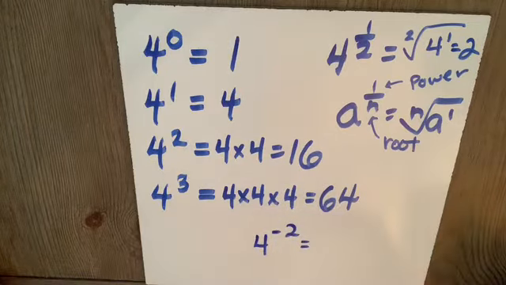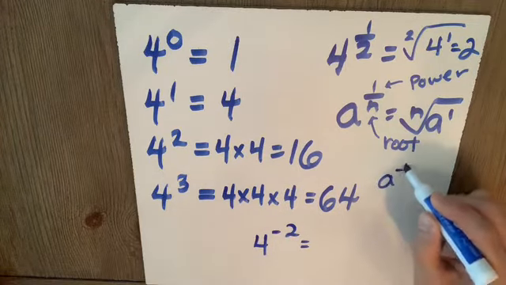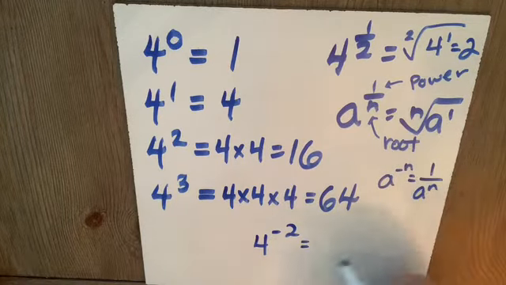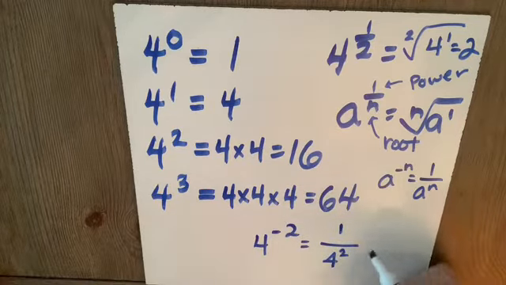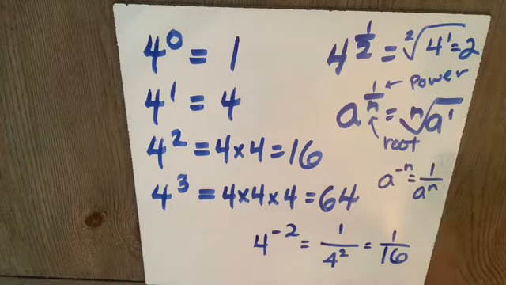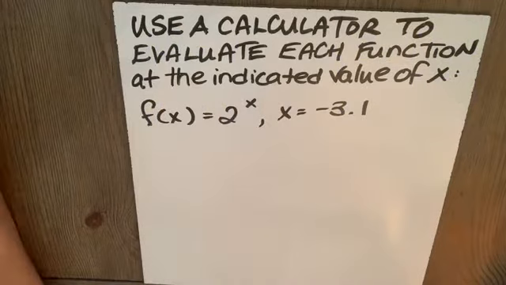Well, remember that if we have a to the negative n, that's the equivalent of 1 over a to the n. So this is 1 over 4 to the squared power, which of course is 1 over 16. Just a quick review of some key points with exponents. So this is fairly straightforward.